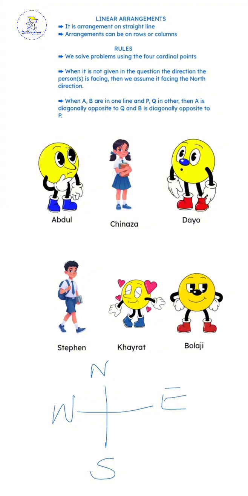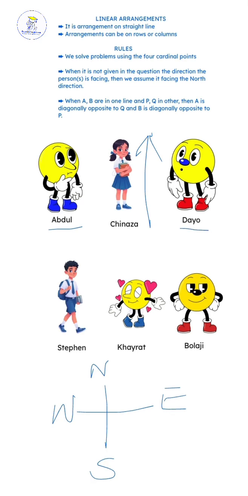The next rule: when it is not given in the question where the person is facing, we assume the person is facing the north direction. Let's take Chinaza as a case study. If everybody in this image is assumed to be facing north, then everybody is looking this way, right? Chinaza, now let's look at the person at the left hand side. If we are facing north, the left hand side of Chinaza will be Abdul, West, and the right hand side of Chinaza will be Dayo, which is east.